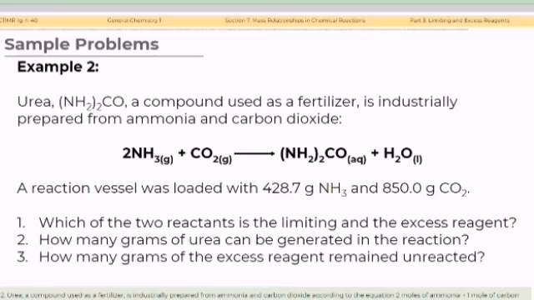Question number 1. Which of the two reactants is the limiting and the excess reagent? Question number 2. How many grams of urea can be generated in the reaction? And question number 3. How many grams of the excess reagent remained unreacted?